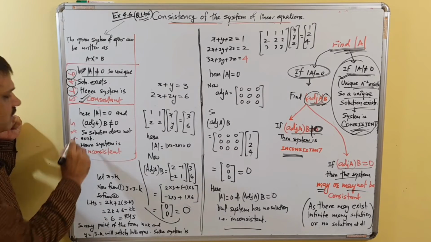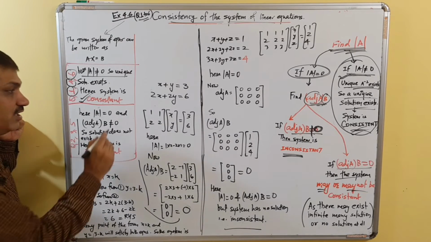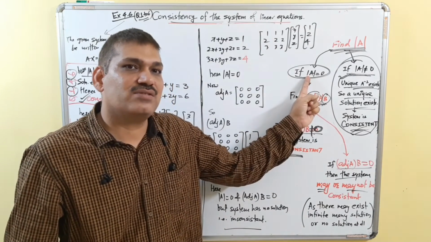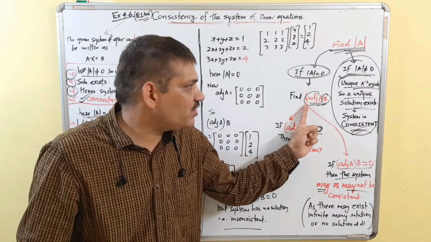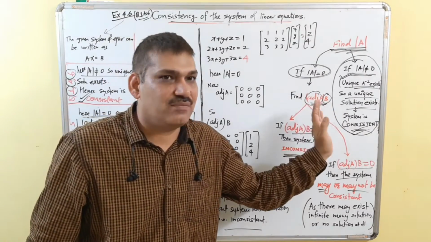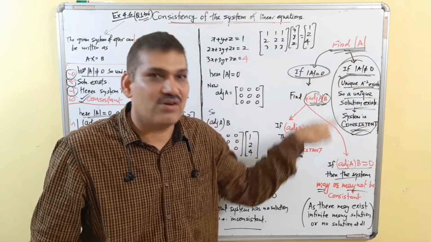Well, in questions 2, 3 and 5, determinant A is going to be 0. When determinant A is 0, then we find adjoint A into B. B is the matrix of right hand side constants.